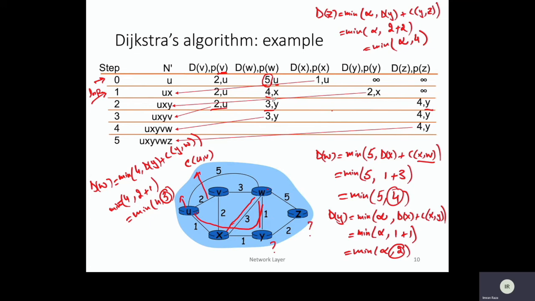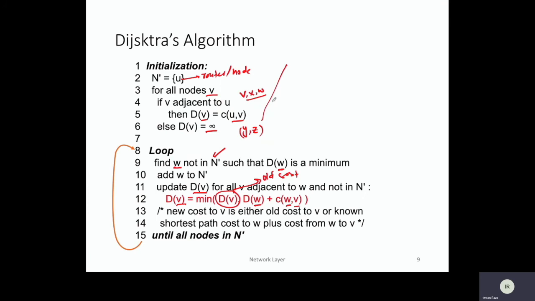So again, let's look at the algorithm here. We have this initialization step where, in N, initially we have router U, because at this router node we have started the algorithm. For all the other nodes, if they are adjacent to U, the cost is known, which is true for the nodes V, X, and W, because V, X, and W are the adjacent nodes, or the neighbors, of U, right?